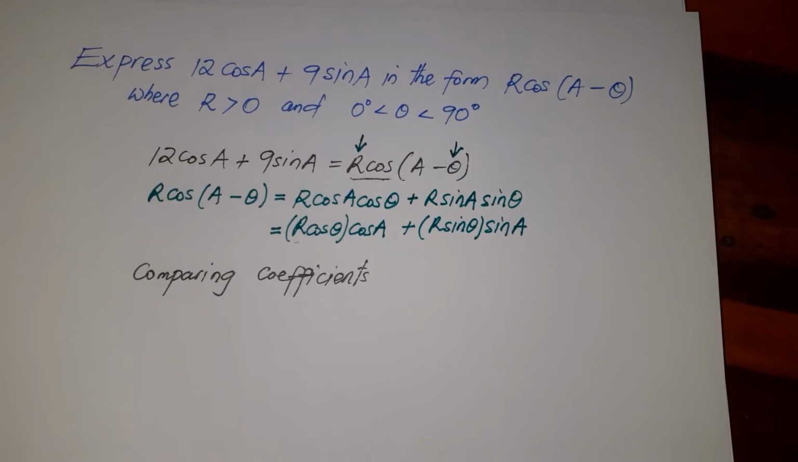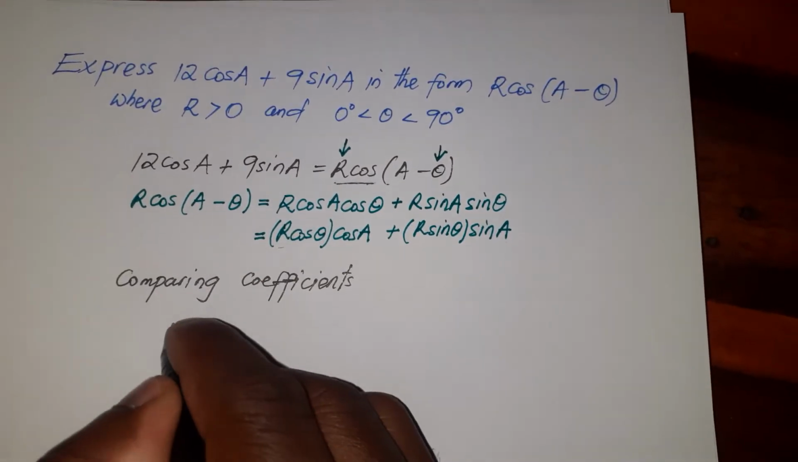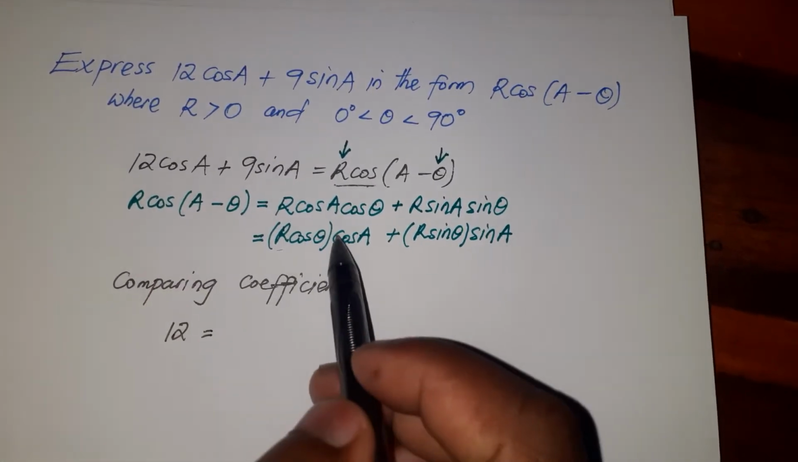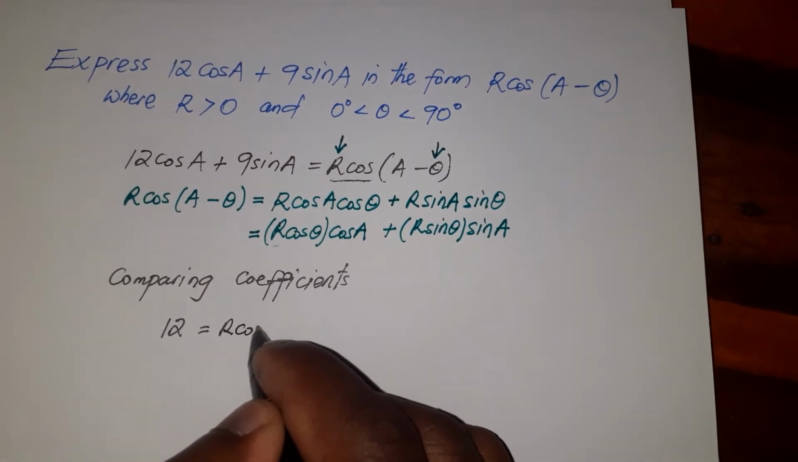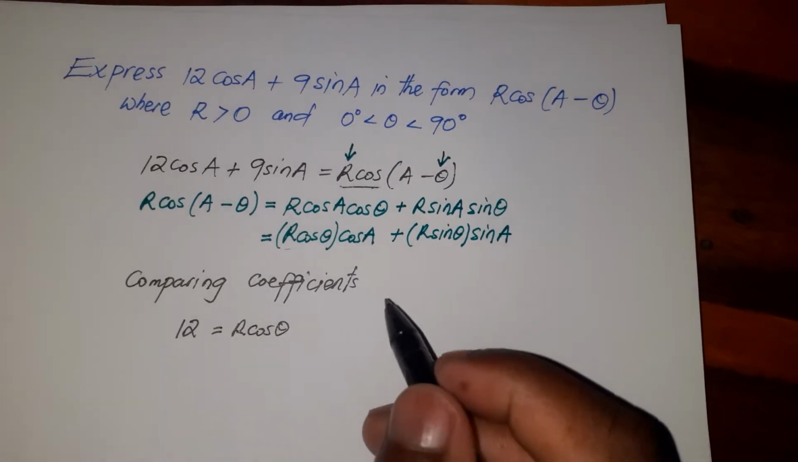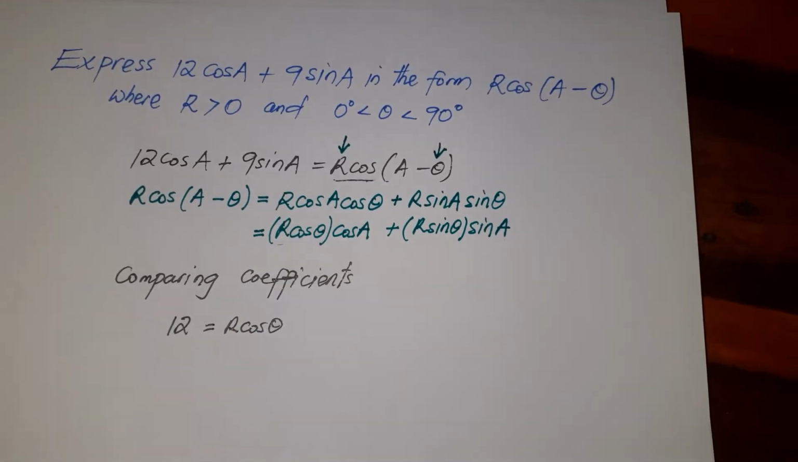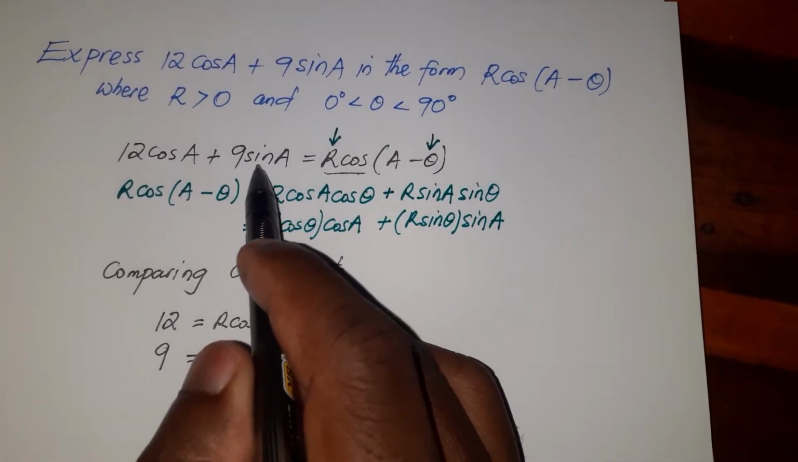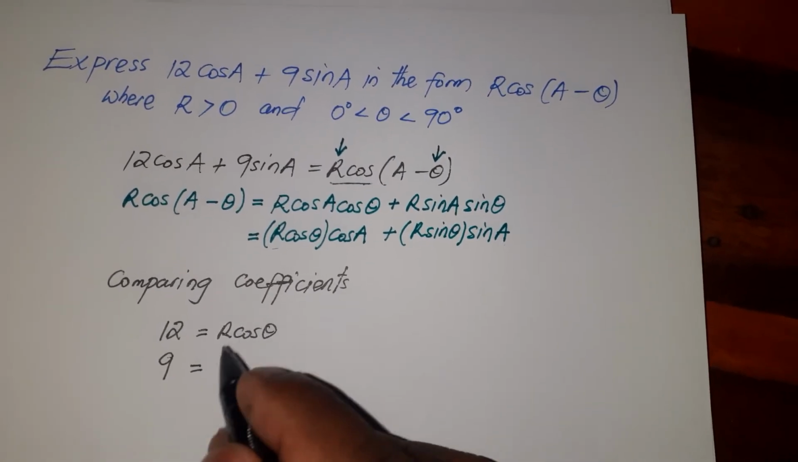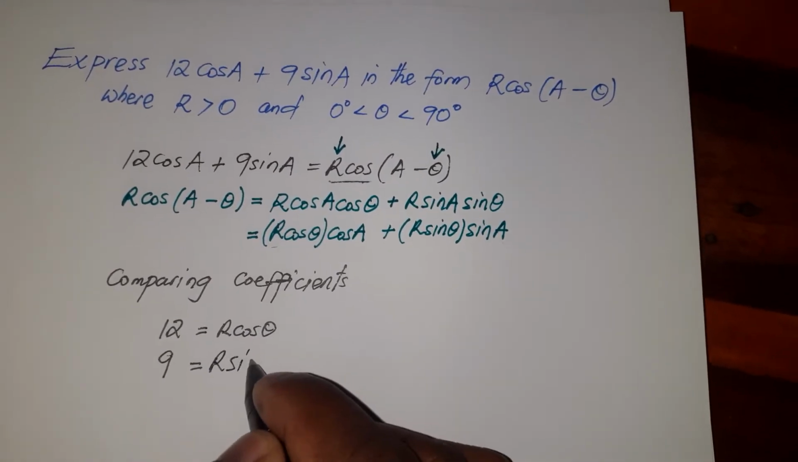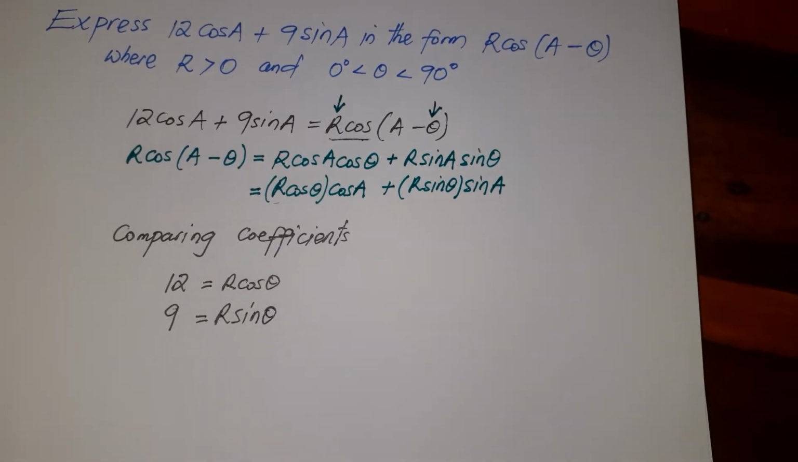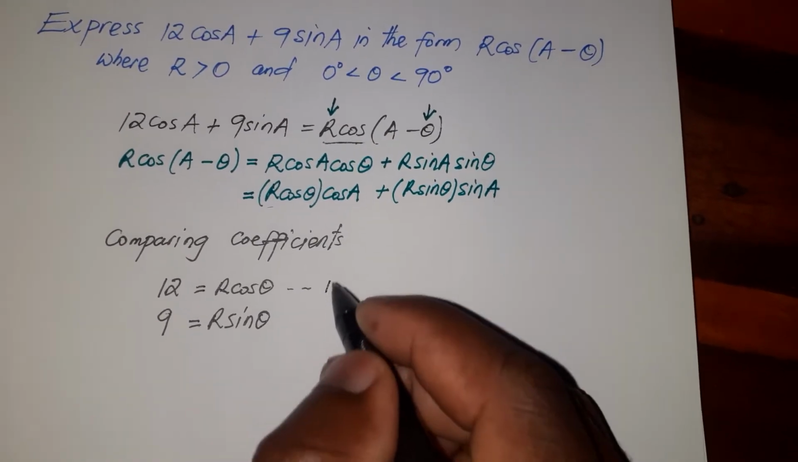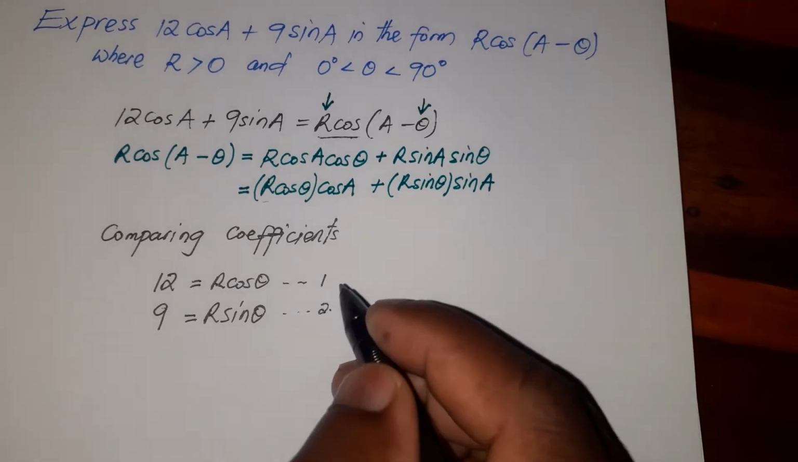Comparing coefficients, what you are now going to have is that we write 12. 12 is equal to the coefficient of cosine A. The coefficient of cosine A is R cosine theta, while the other part, we have 9, which is the coefficient of sine A, and the coefficient of sine A here is R sine theta. Now we can say that this is equation 1, while this is equation 2.